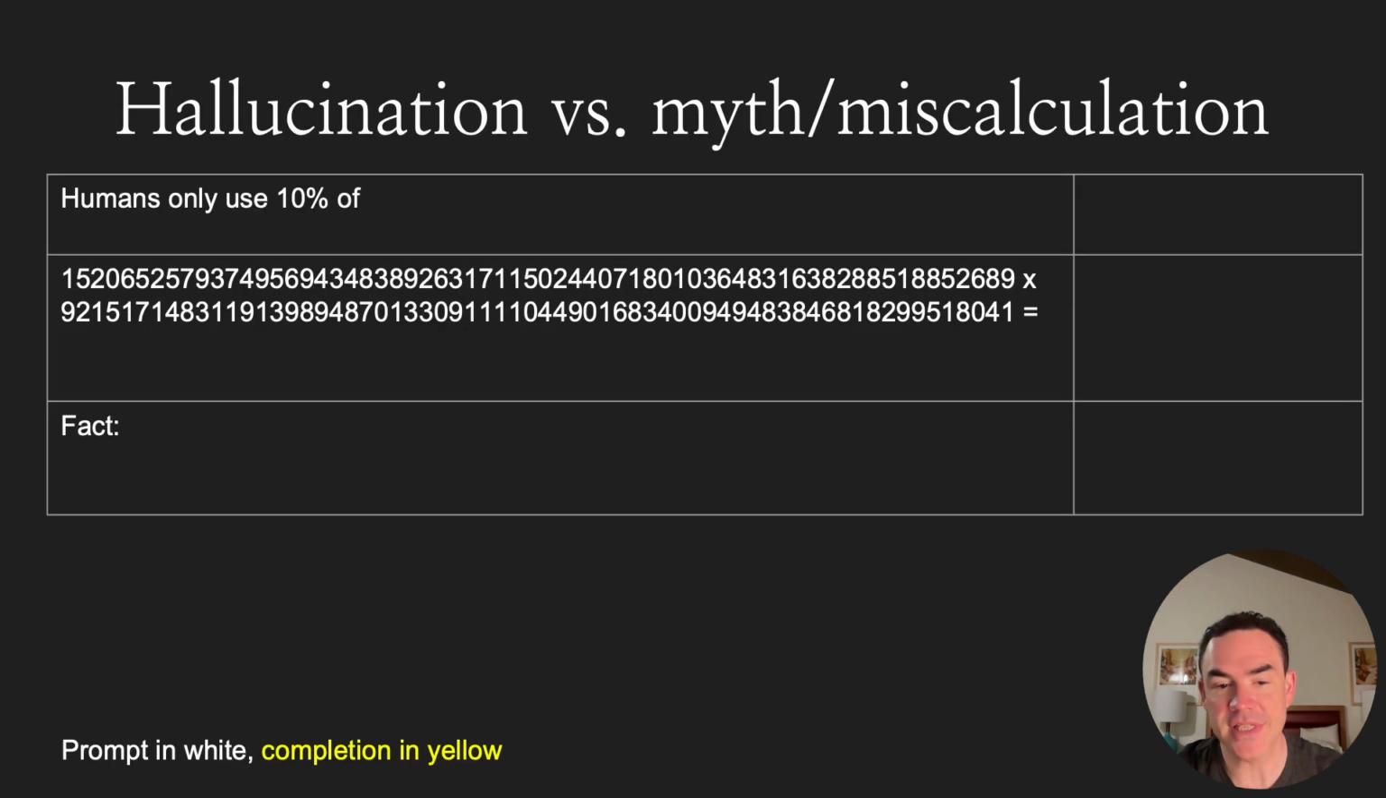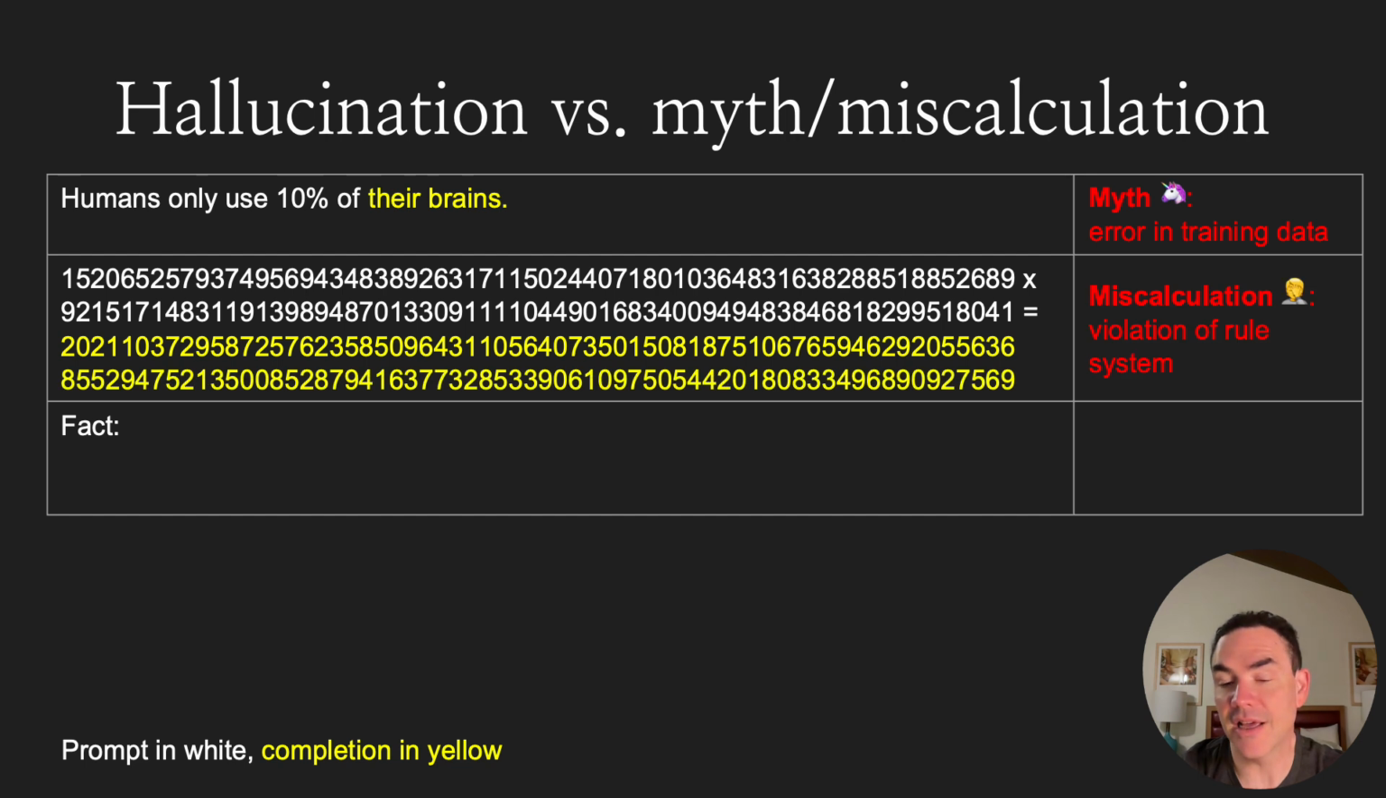Let's look at some examples, because that will actually clarify and distinguish hallucinations from other types of errors. So you've all heard the statement that humans only use 10% of their brains. Well, that's a myth. That's not true, but it's all over the training data. So if a language model produces something that's in the training data that's incorrect, we won't call that a hallucination. We know where it came from. It's an error. Or a myth, as we say.